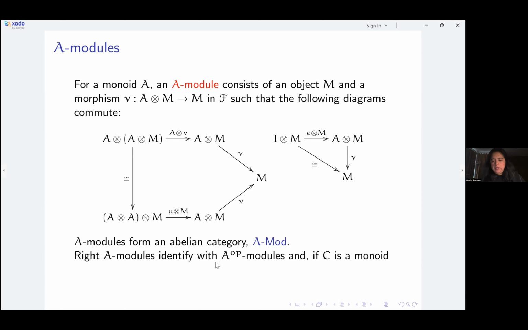Also, if you have another monoid that I call C, because B is already taken for the Burnside functor, we can define bimodules in the obvious way: action on the left, action on the right, compatible, and we can identify them with modules over the monoid that is a tensor product of these two.